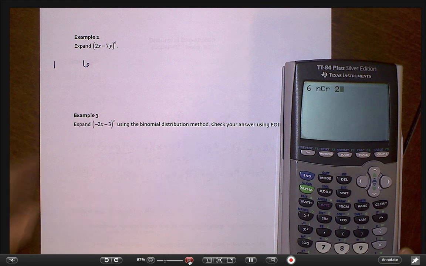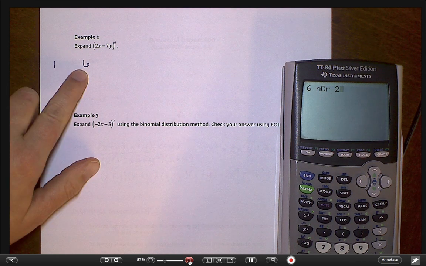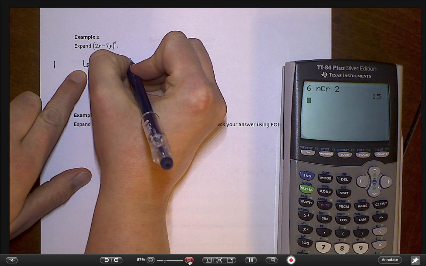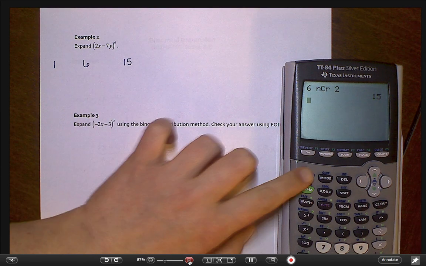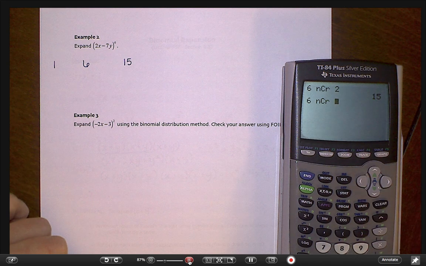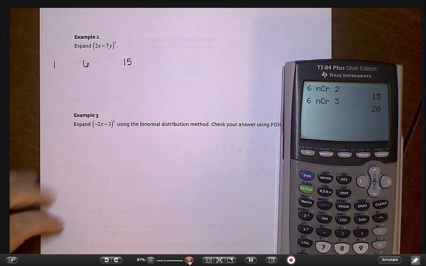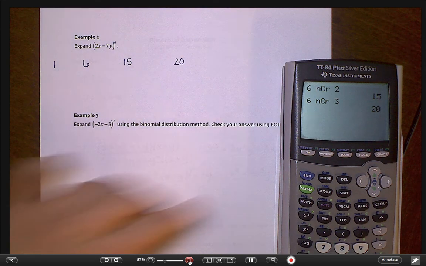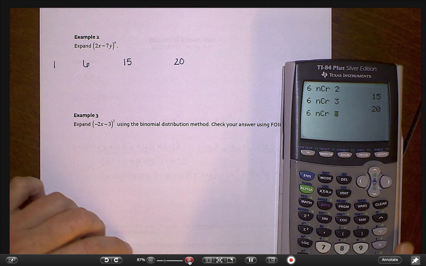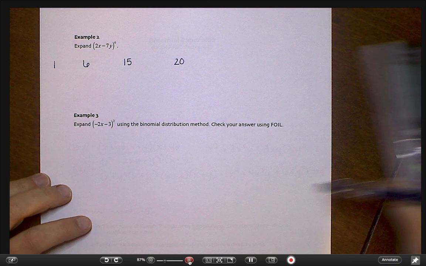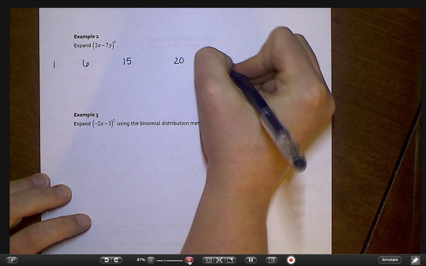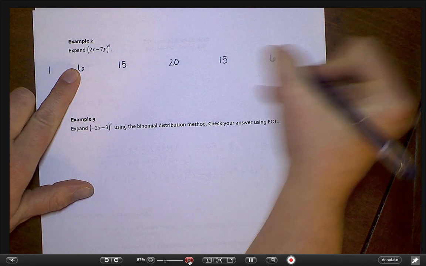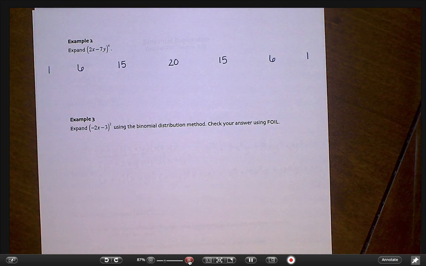And then from there I'm going to do 6 choose 2. Because remember, this is 6 choose 0. This is 6 choose 1. So 6 choose 2 is 15. Now I'm doing 6 choose 3. And I get 20. 6 choose 4 takes me back to 15. And so from there, I really should be able to fill in the rest of the row. So 15, and then 6, and then 1. Okay, at least they're spaced a little better this time.